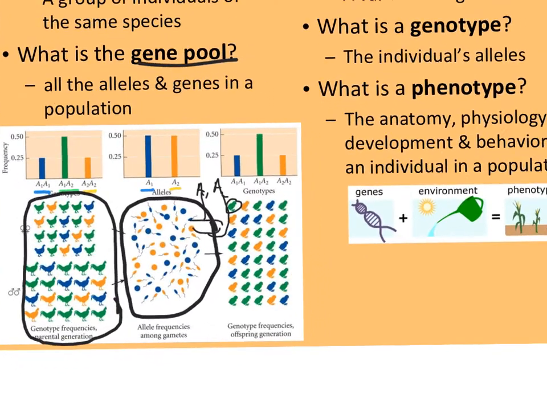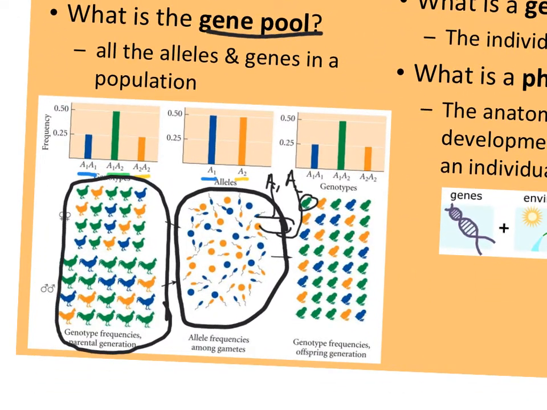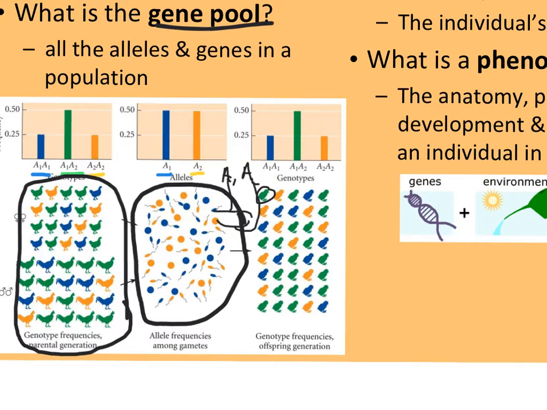Now remember we've got genotypes. Those are the actual alleles, the combination of alleles that an individual has if they're diploid. And we also have the alleles themselves, and by the way, each individual gamete has one of these alleles. In other words, it's either an A1 or it's an A2.